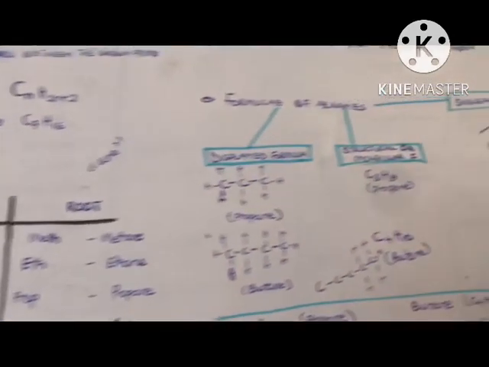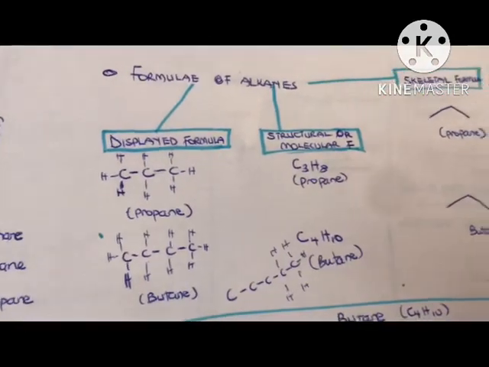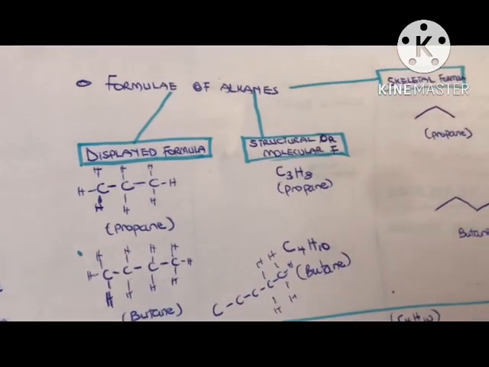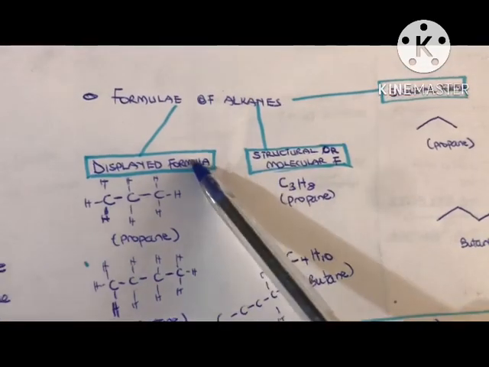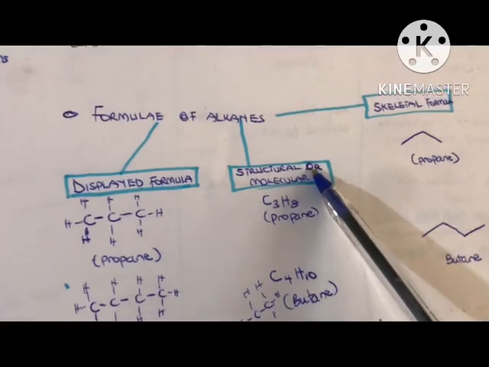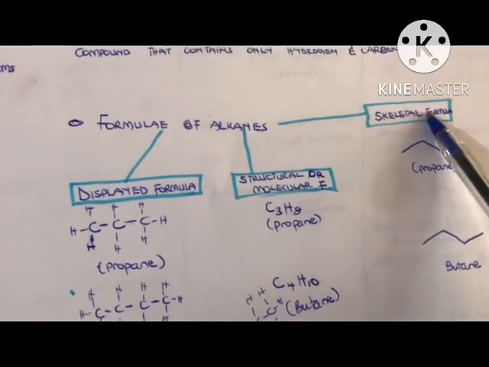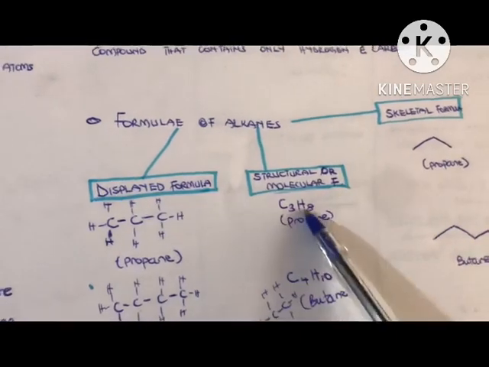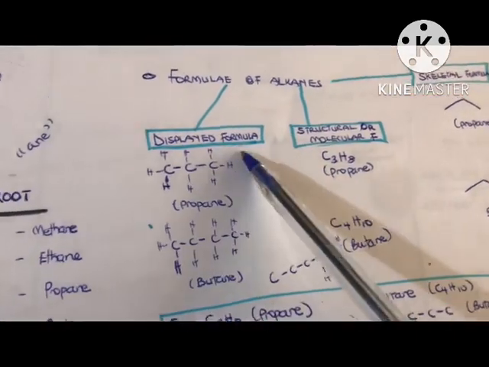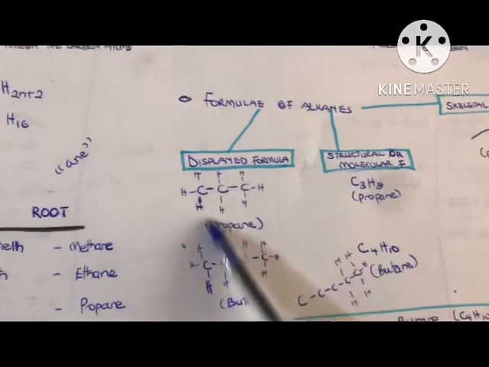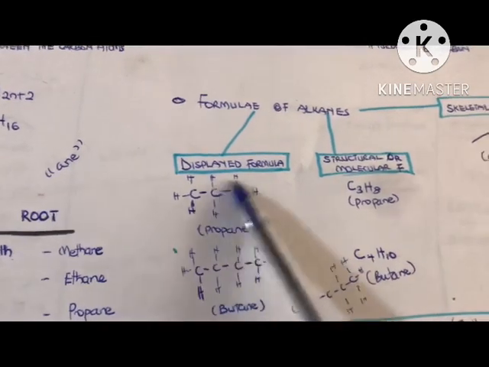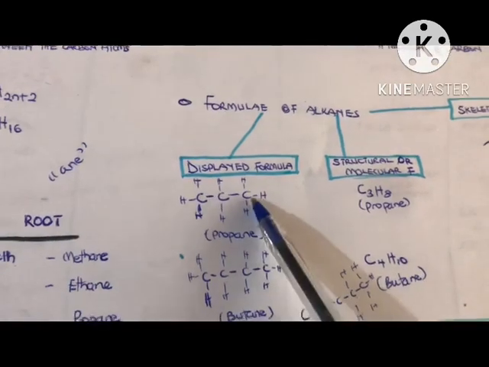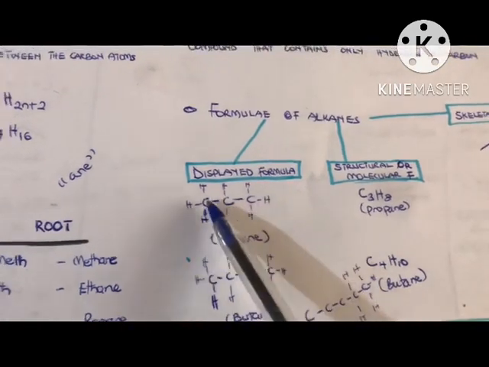Now let's look at how alkanes are represented. Alkanes can be represented in 3 ways. We have the displayed formula, the structural or molecular formula, and the skeletal formula. You must note this, it is very important. So let's look at the displayed formula. This is how we represent alkanes when it comes to the displayed formula. This is the displayed formula for propane. It contains 3 carbons, as you can see.